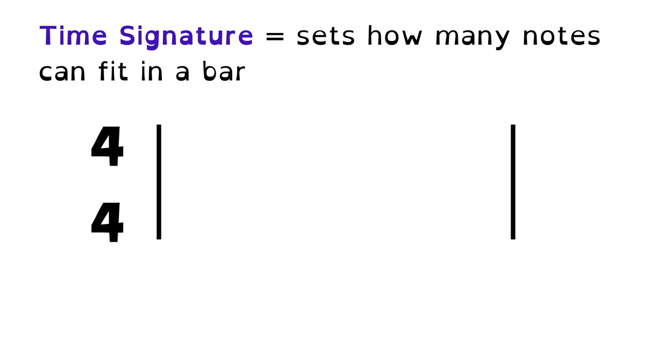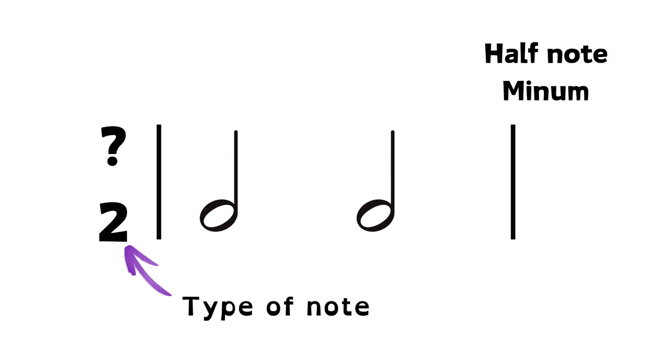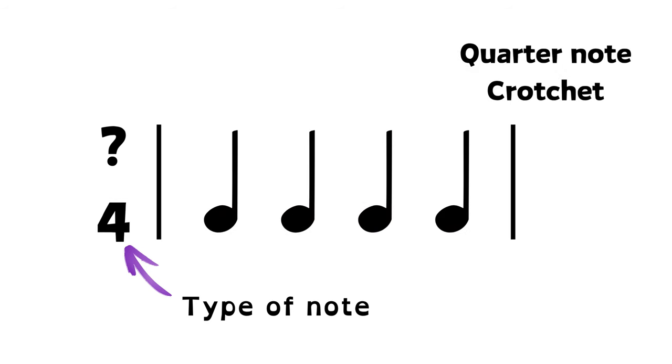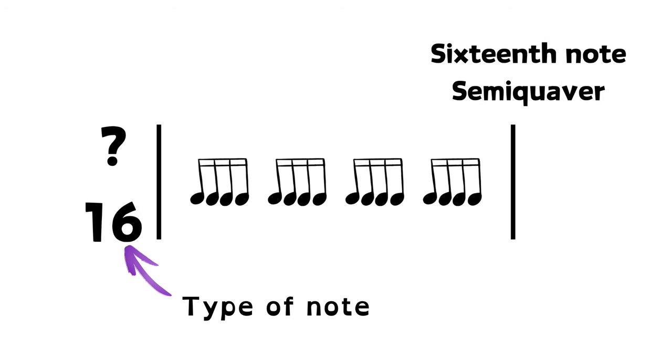The bottom number can only be the numbers 1, 2, 4, 8, 16, and so on. And these numbers all refer to a note value. So for example, 1 is a whole note or a semibreve, 2 is a half note or a minim, 4 is a quarter note or a crotchet, and 8 is an eighth note or a quaver, and 16 is a 16th note or a semiquaver.